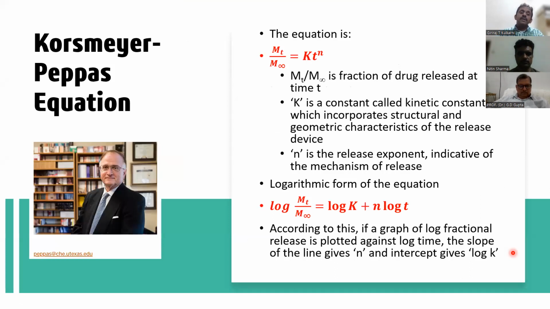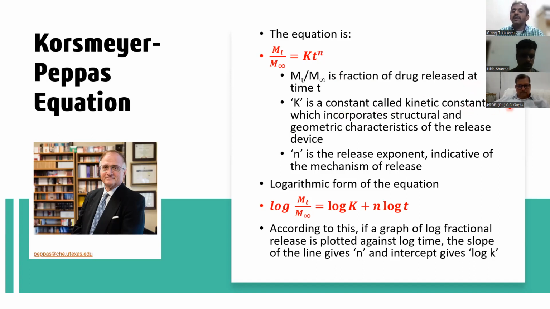Next equation is the Korsmeyer-Peppas equation, which is one of the most widely used. And this one paper of Korsmeyer-Peppas has crossed nearly 1 lakh citations. So the equation is Mt by M infinity is equal to K t raised to n. Mt by M infinity is the fraction of drug released at any given time t, or in other words, percentage of drug release. Simply speaking, percentage release and fraction of release are one and the same. There is no need to get into any other confusion.